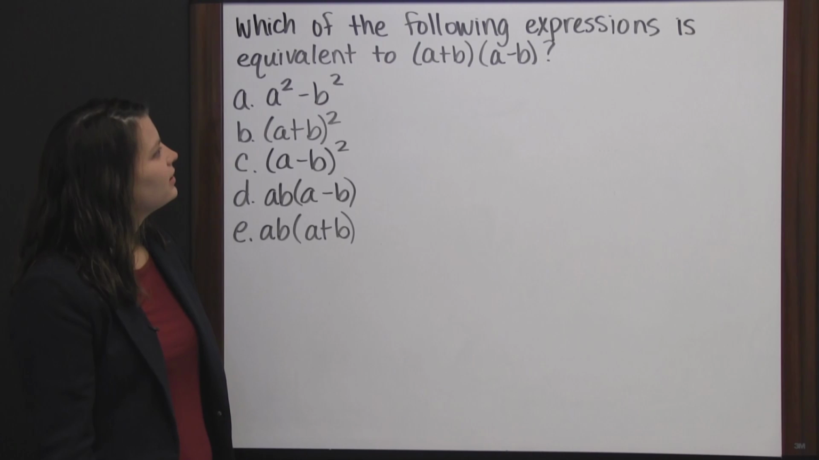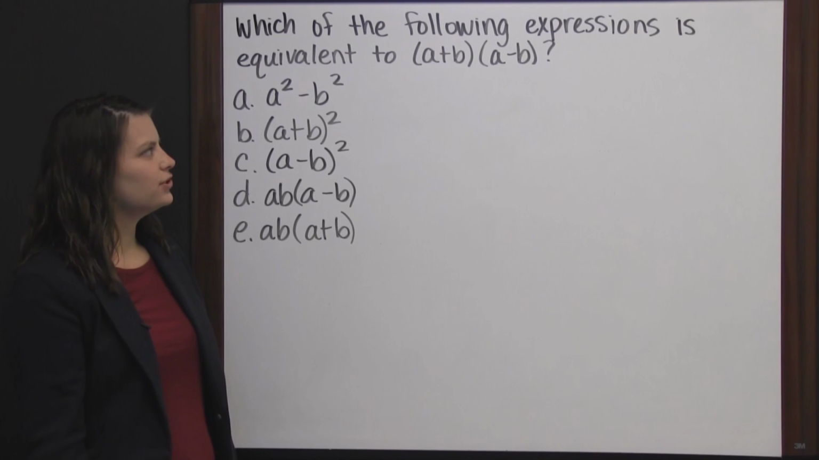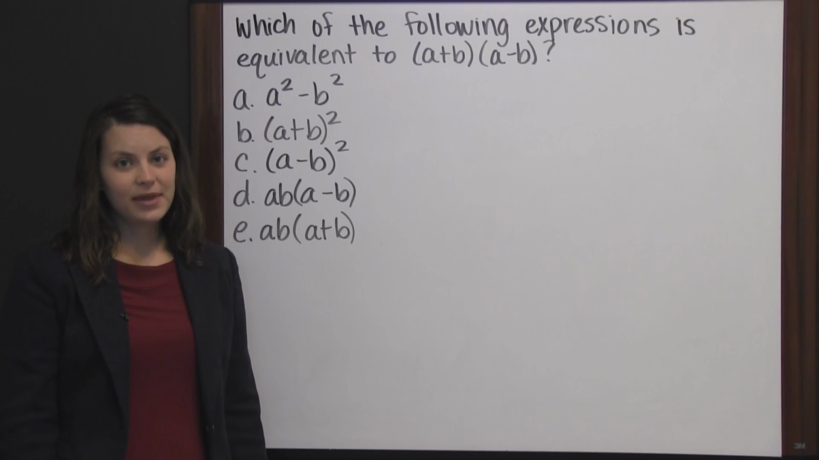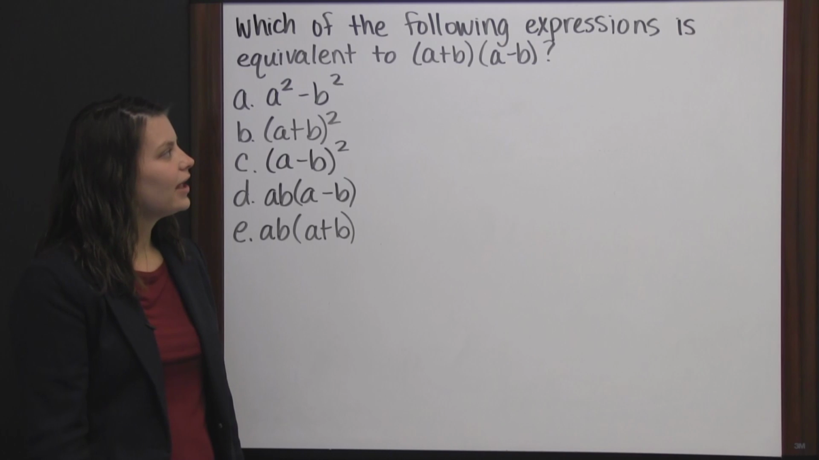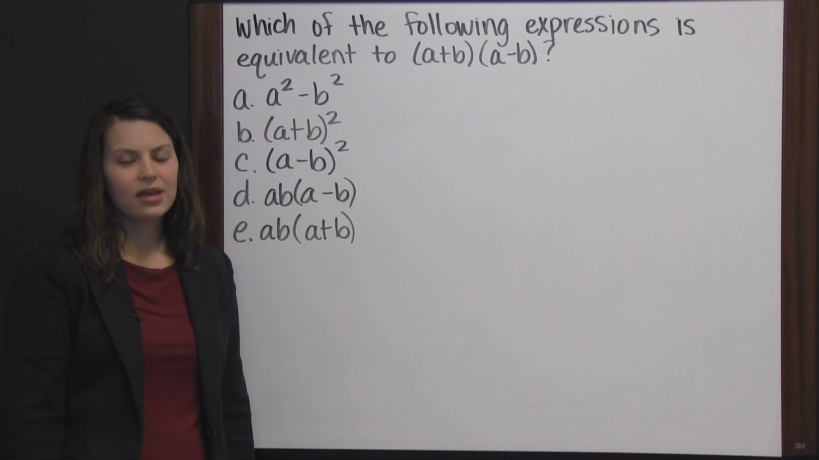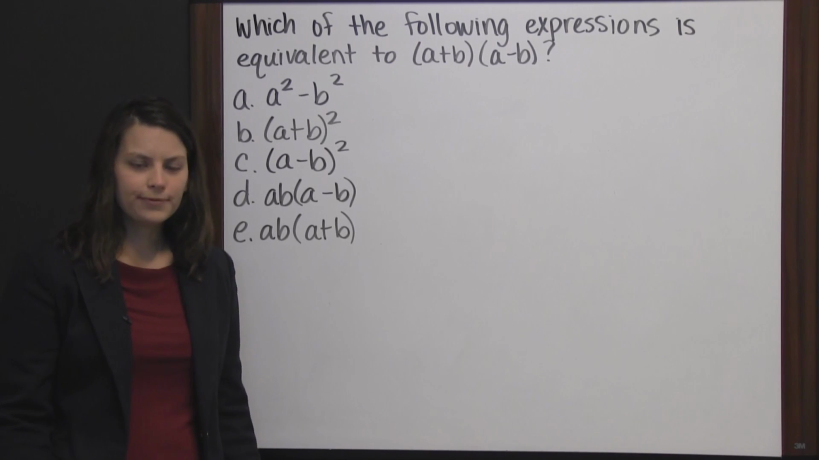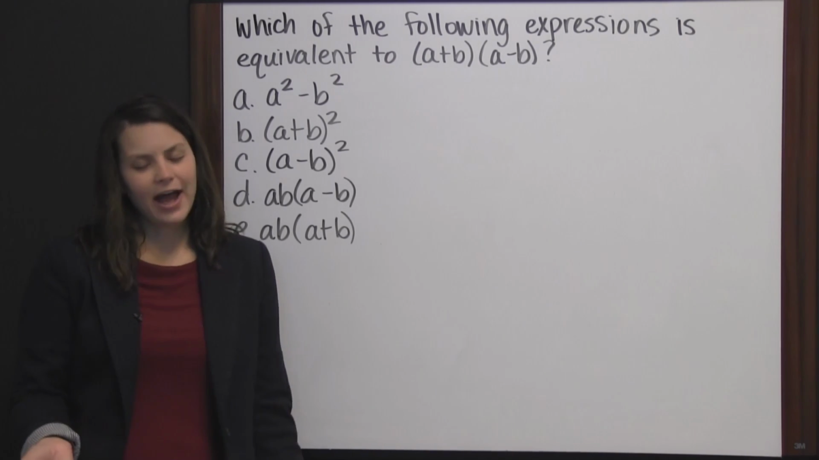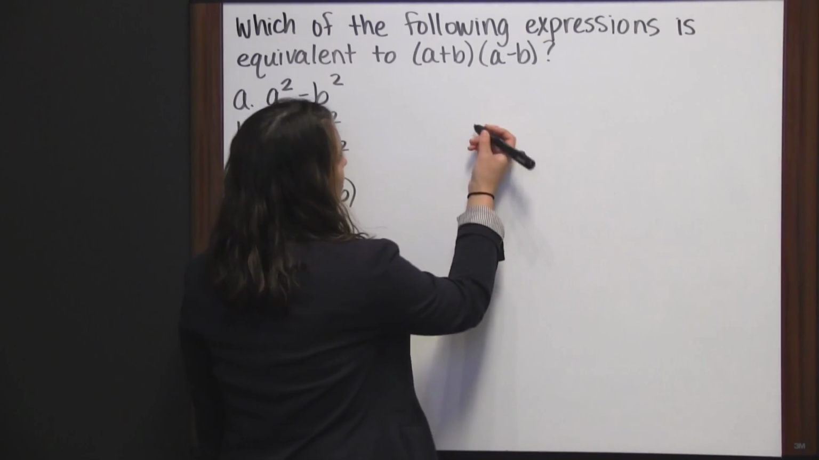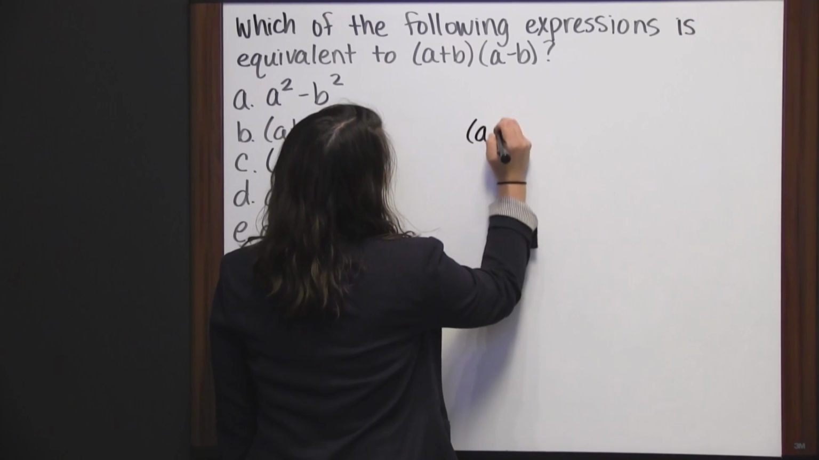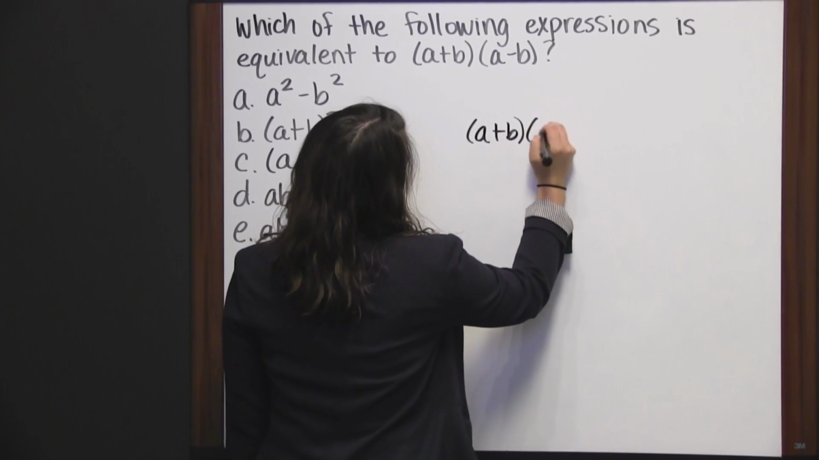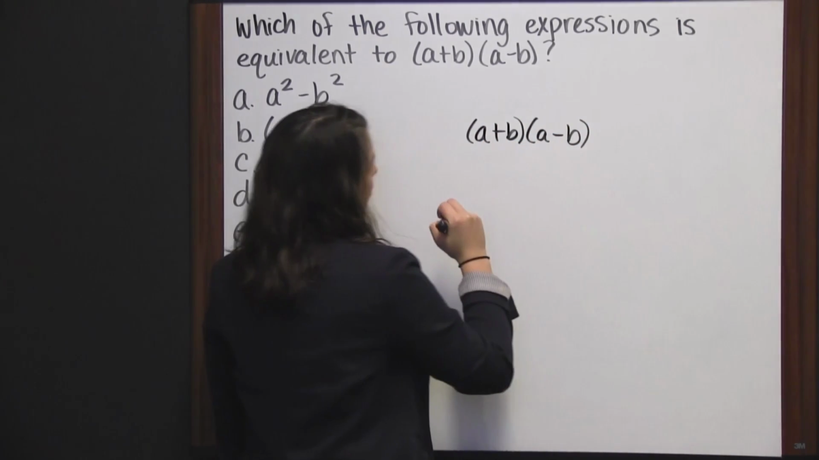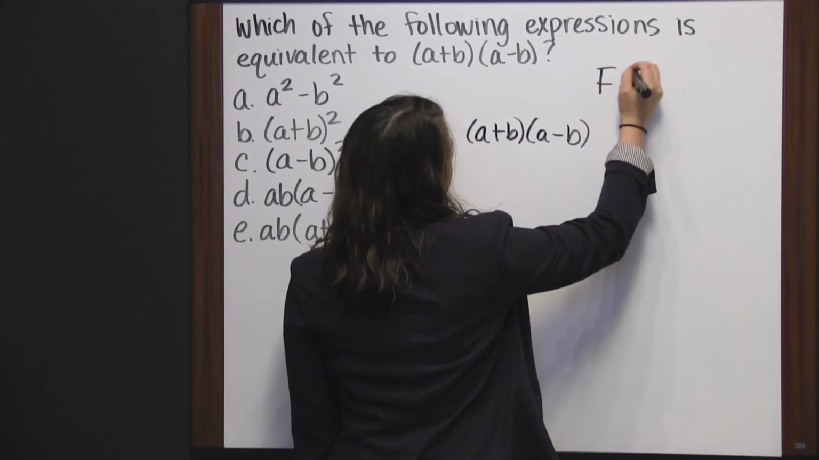Which of the following expressions is equivalent to the quantity a plus b times the quantity a minus b? Well, this is actually a rule that you would memorize, but you don't have to memorize it. You can always just take these binomials and multiply them together using FOIL.